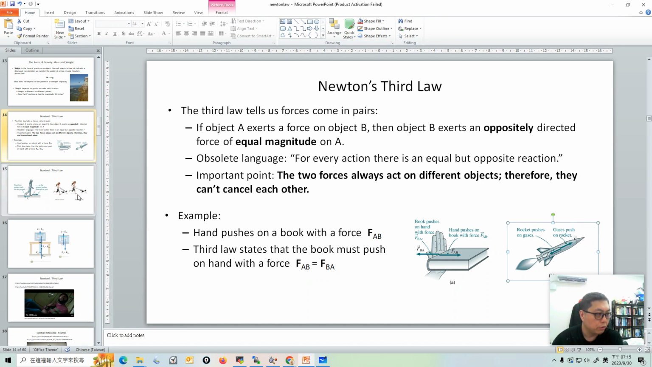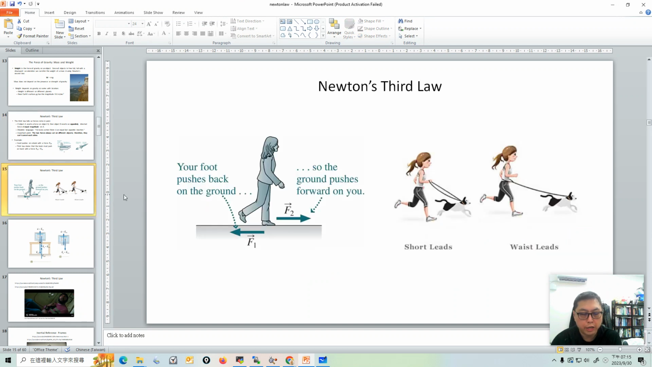And every day when you walk on the ground, you exert a force on the ground, and the ground also exerts a force on you. That's why you can walk, and it's also due to the friction between your shoes and the ground. So friction is what makes you able to walk. Friction is very important in daily life.